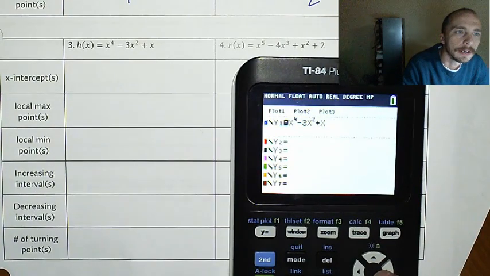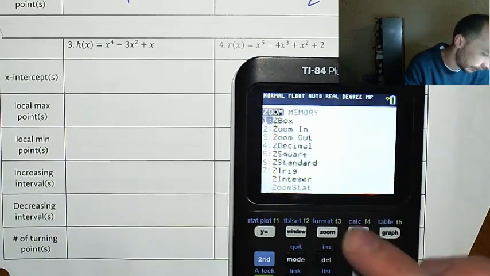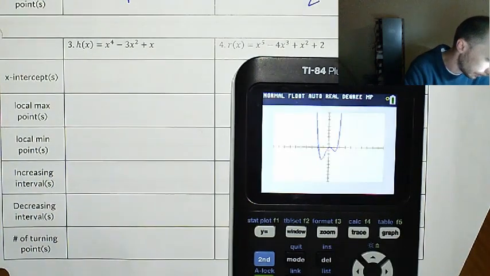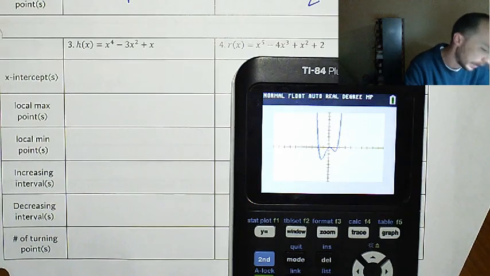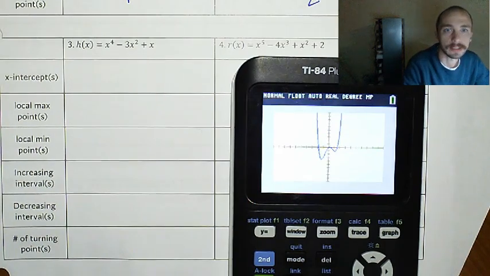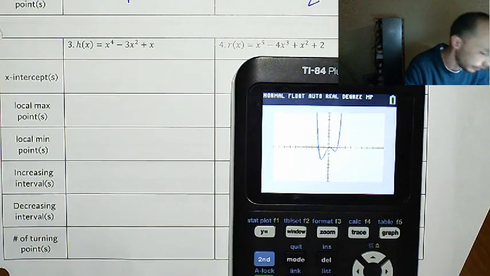Okay, we're going to zoom to the standard window, hope for the best. I hope we get one where we have to adjust the window. Definitely did that for the quiz. You're going to have to adjust the window on the quiz and I think the test as well.